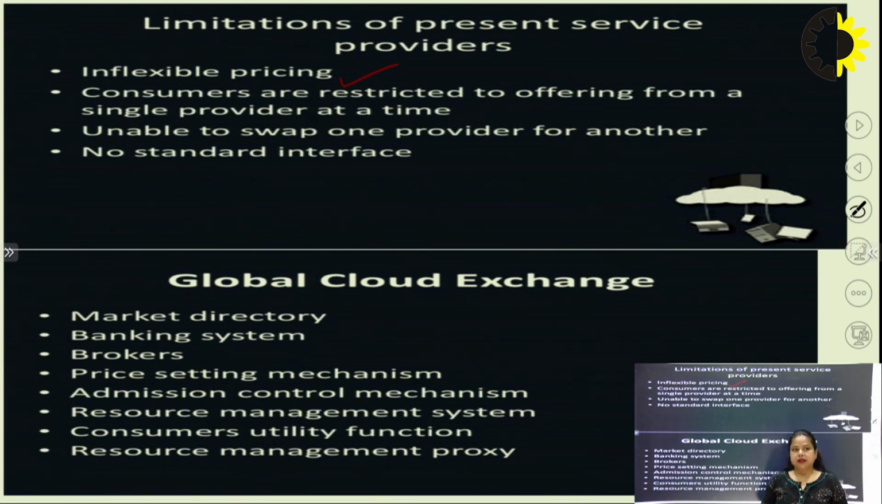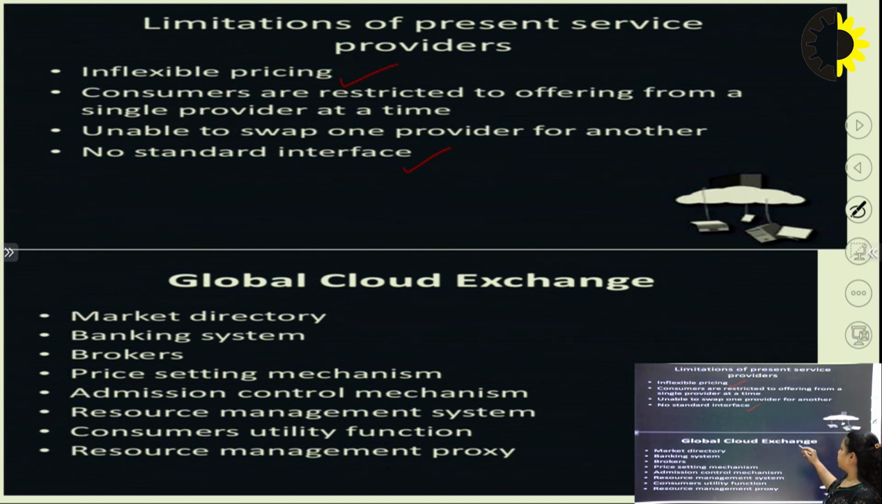The second is that consumers are restricted to offerings from a single provider at a time, right? And the next is no standard interface. So there is no fixed interface that we always have to follow. And the next is being unable to swap from one provider to another, because once we have signed the agreement with one provider, you cannot change again and again, like today I take from this one, tomorrow from that one, and so on. No, those parameters will not work here, right?